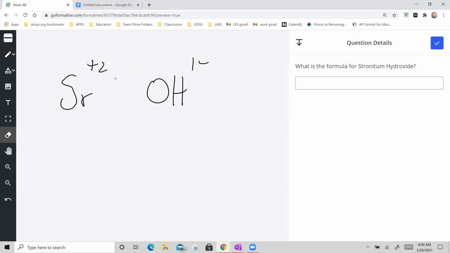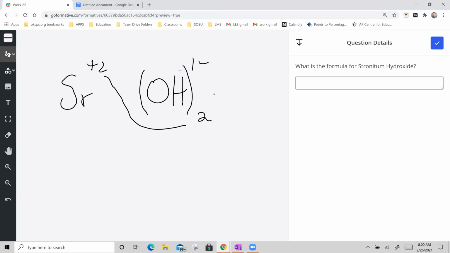When you add them up, does the sum equal 0? When you add 2 and -1, does the sum equal 0? That's an easy answer: no. And when the sum of the charges does not equal 0, you have to do the cross technique. For a polyatomic, and all polyatomics, before you do the cross technique, make sure that you are adding parentheses. You have to add parentheses. Otherwise, you will find yourself getting these incorrect.